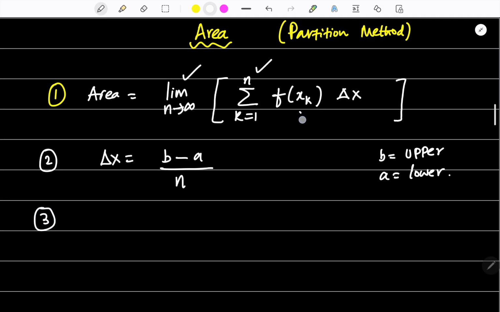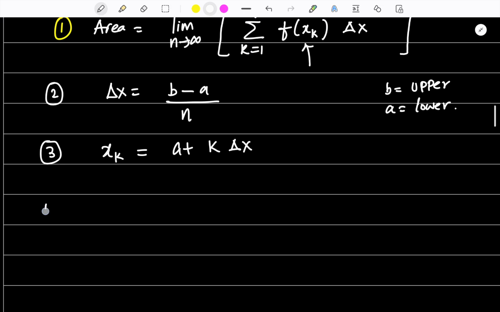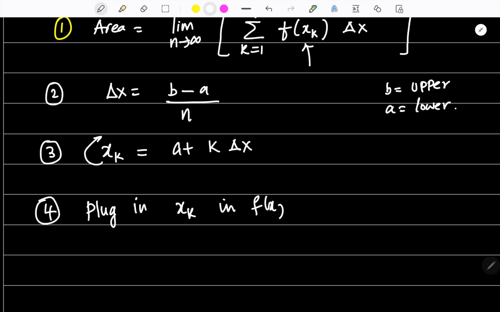Step number 3, you need to know about this xk. So xk is equal to, the formula is, a plus k times delta x. A plus k times what? Delta x. What is step number 4? Step number 4, you plug in. Plug means put it. Plug in this xk in f of x.